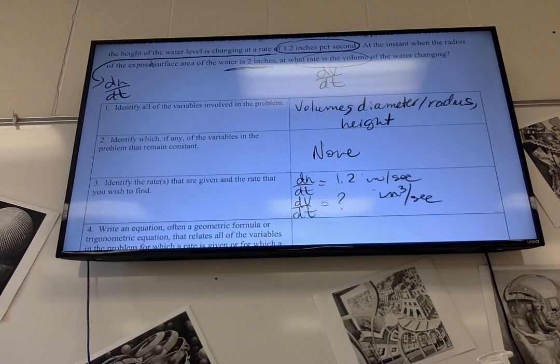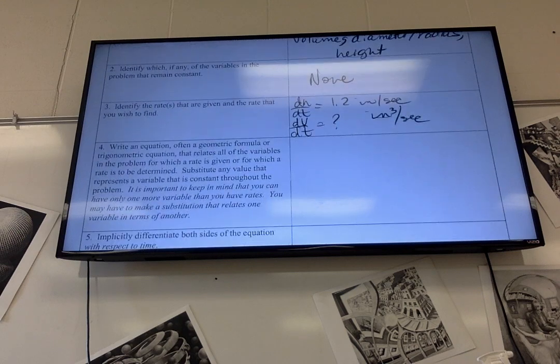So here's where it gets volume of the cone. One-third pi r squared h. And volume is one-third pi r squared h. None of them are constant. That's it. Boom. Okay, we're done. So we're done. All right.